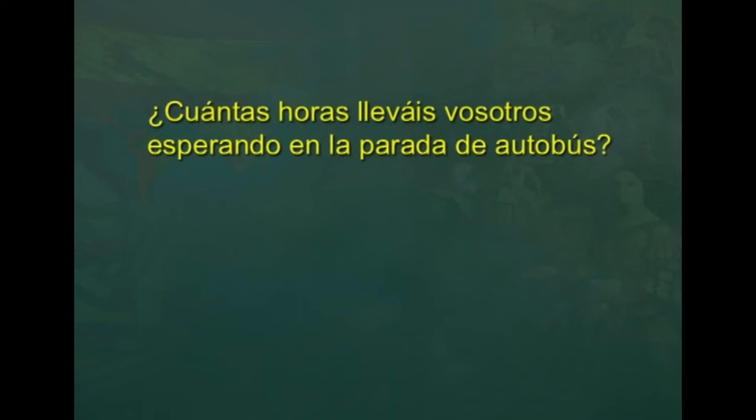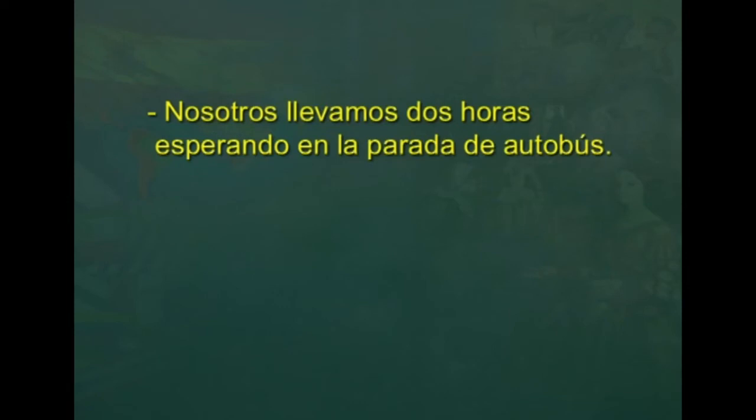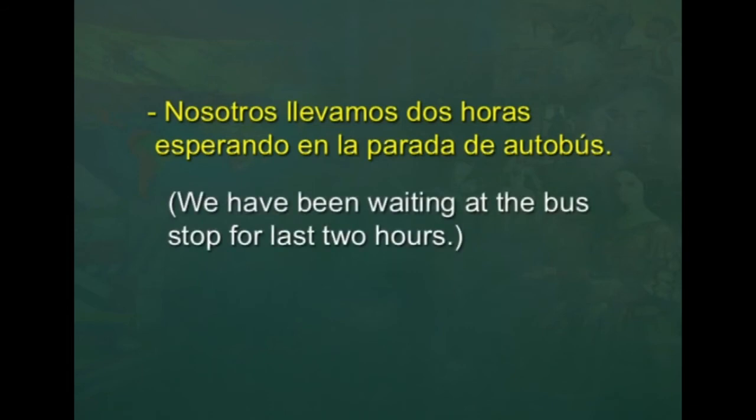¿Cuántas horas lleváis vosotros esperando en la parada de autobús? ¿Sabes qué significa parada de autobús? Yes, it means a bus stop. Suppose you have been waiting there for 4 hours. How will you reply? Well, in reply, all you can say is nosotros llevamos 2 horas esperando en la parada de autobús. We have been waiting at the bus stop for the last 2 hours.